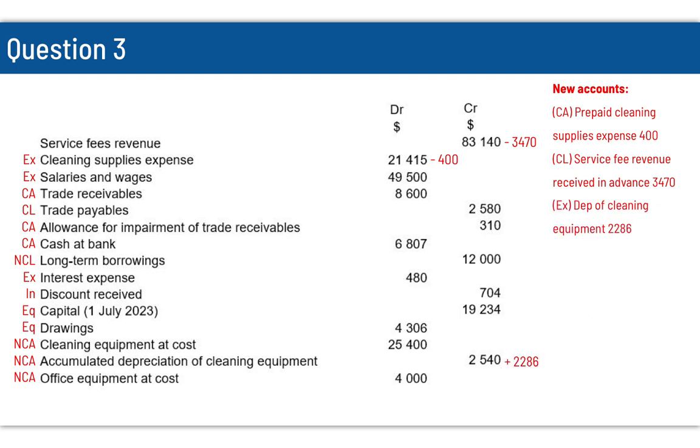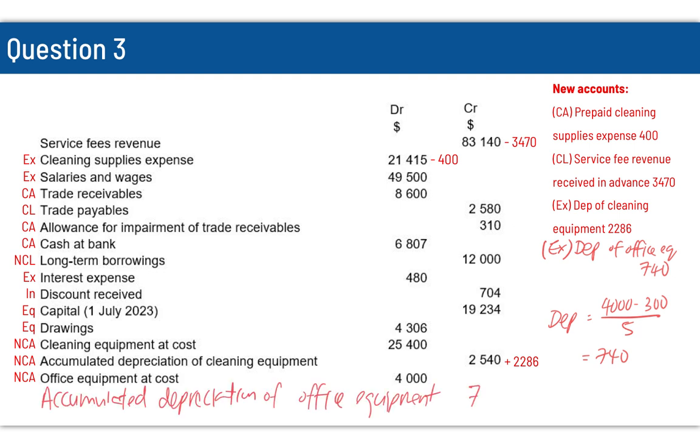For office equipment, you'll notice that there's no accumulated depreciation in the question. That means it's brand new. We want to depreciate using the straight line method. It has a scrap value of 300 and useful life of 5 years. So use the formula 4,000 minus 300 divided by 5. That will be the depreciation expense of office equipment. And then you have to go and create an accumulated depreciation of office equipment since it's not found in the question, and you put the same amount.